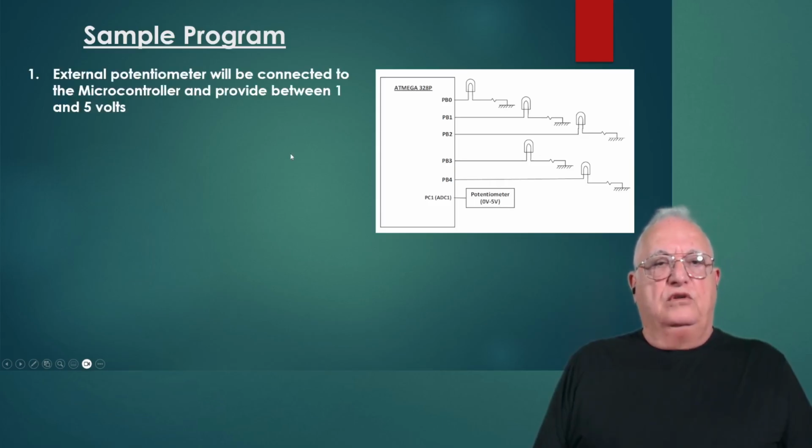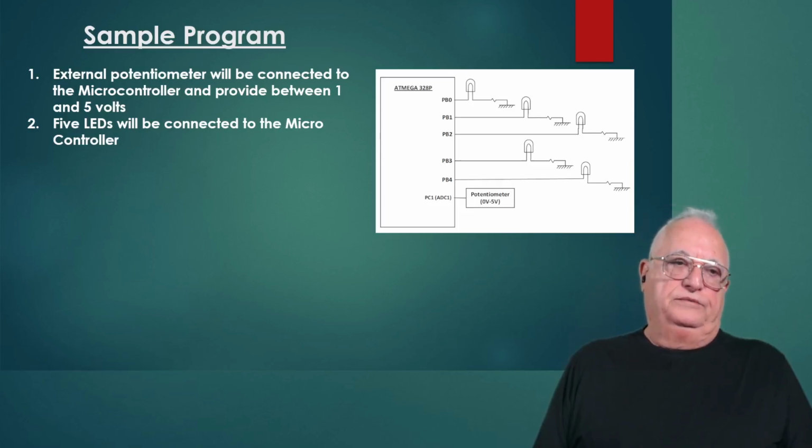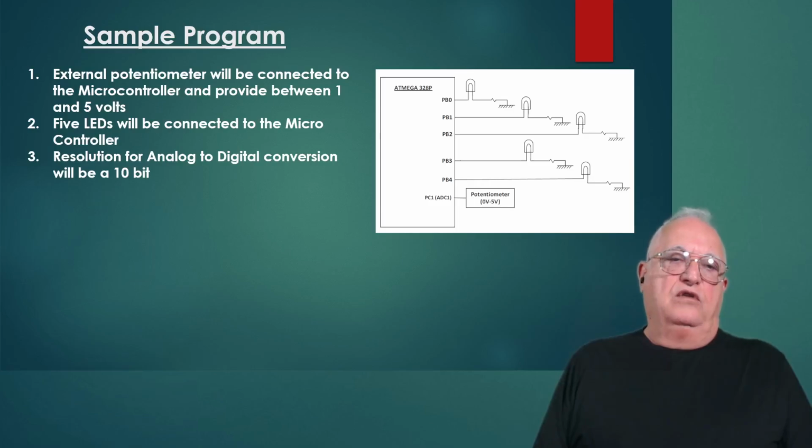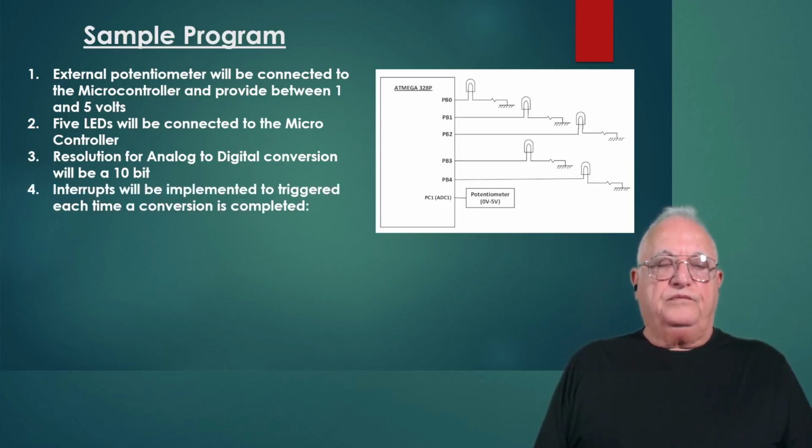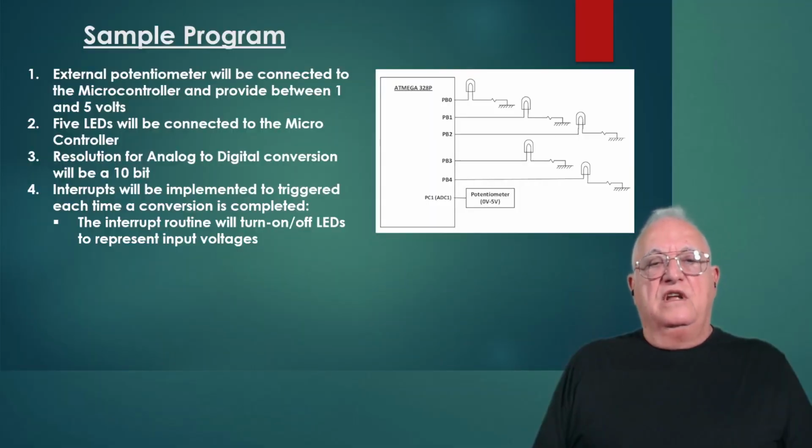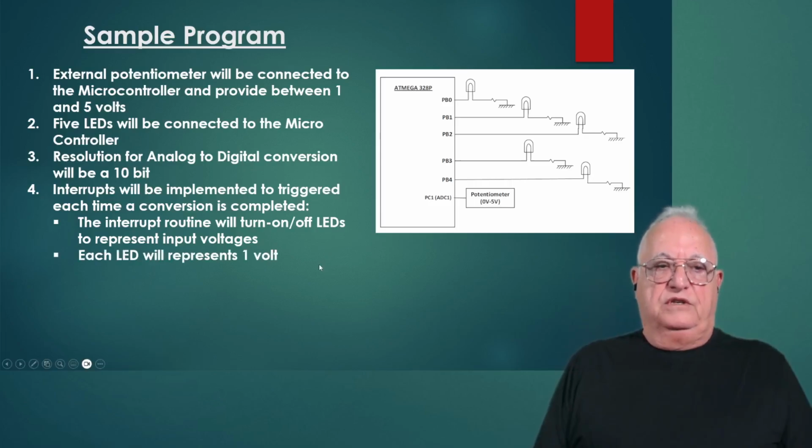An external potentiometer will be connected to the microcontroller and provide between 1 and 5 volts. 5 LEDs will be connected to the microcontroller. The resolution of the analog to digital conversion will be 10 bits. Interrupts will be implemented to trigger each time a conversion is completed. The interrupt routine will turn on or off LEDs to represent the input voltage. Each LED will represent 1 volt.